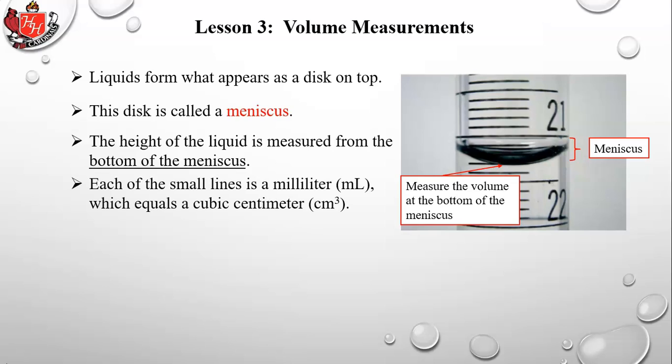Each of the small lines is a milliliter. So the numbered lines are cubic centimeters. Excuse me, a milliliter is 1 cubic centimeter. So you can either call it a milliliter or a cubic centimeter.